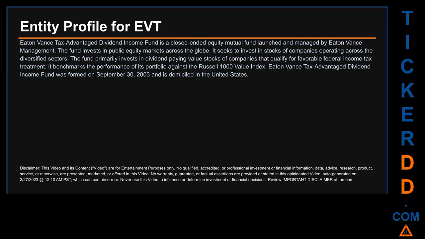It seeks to invest in stocks of companies operating across the diversified sectors. The fund primarily invests in dividend-paying value stocks of companies that qualify for favorable federal income tax treatment. It benchmarks the performance of its portfolio against the Russell 1000 Value Index. Eaton Vance Tax Advantage Dividend Income Fund was formed on September 30, 2003 and is domiciled in the United States.